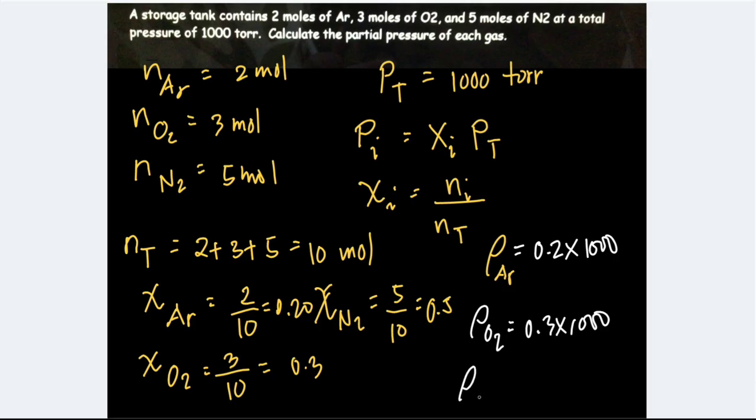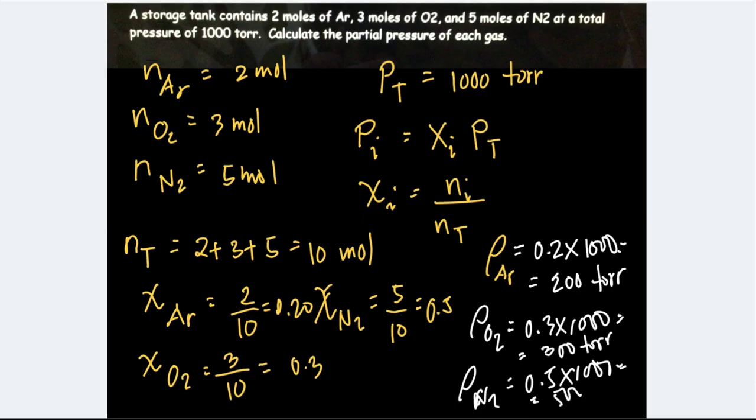Then partial pressure of nitrogen is 0.5 times 1000. So 0.2 times 1000, that's 200 torr. 0.3 is 300, 500. Okay, so those are the partial pressures of each of the gases given. Got that?